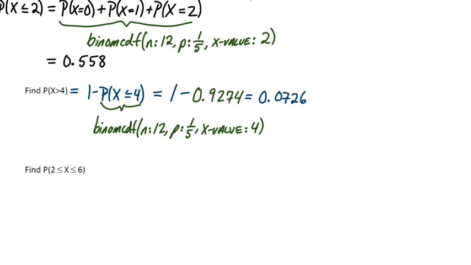Okay, so now's where it starts to really get interesting. What's the probability that the kid gets between 2 and 6 questions correct? And we're including the case where the kid gets only 2 or the kid gets up to 6.